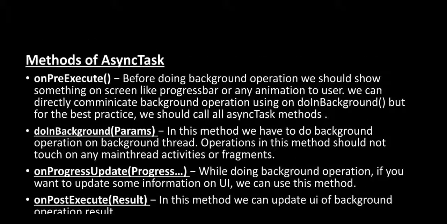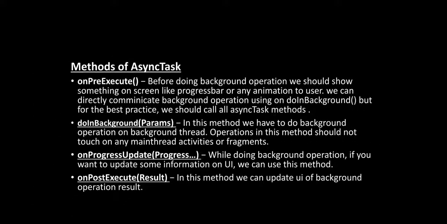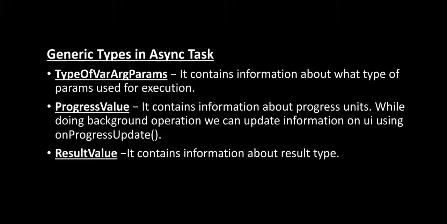Methods of AsyncTask: onPreExecute, then doInBackground having some parameters, then onProgressUpdate and onPostExecute. Generic types in AsyncTask: first, the type of varargs parameters. It contains the information about what type of parameters are used for the execution. Then the progress value, which contains the information about progress units. While doing the background operation, we can update the information on the user interface using onProgressUpdate, meaning 80% downloading is completed, 10% is completed, like this. Then the result value, which contains the information about the result type.